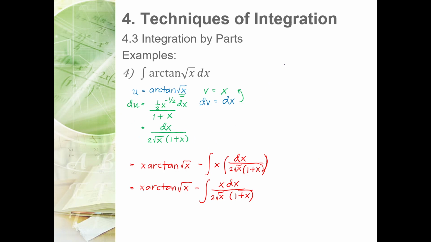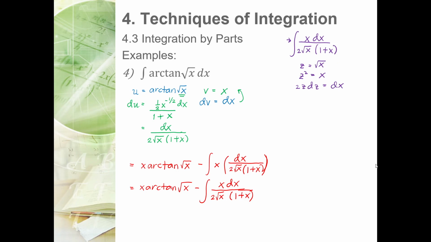Okay, so I'm going to write this one on the upper right. Let's first isolate the integral. That will be x dx divided by 2 square root of x times 1 plus x. Okay, so let z be equal to square root of x. Then squaring, z squared is equal to x. And then getting the derivative, we have 2z dz is equal to dx.